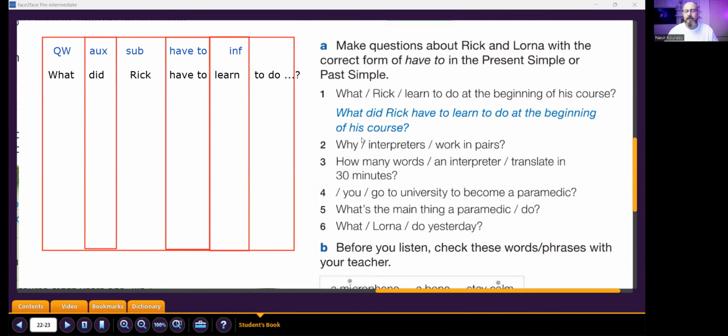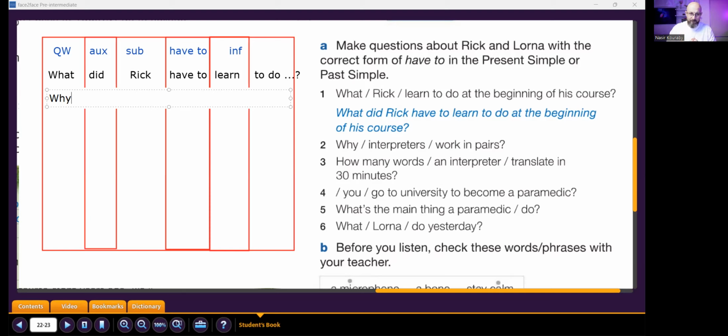Okay, guys, so let's see number 2. I will do number 2 with you. After that, you do the rest yourself. Why interpreters work in pairs? What does interpreters mean? We talked about it in exercise number 2. It's the people who translate. Now, why? We have why. We have the question word. Now, do we have any sign about talking about the past? No. So here we don't have any sign about the past, so we write it in present.